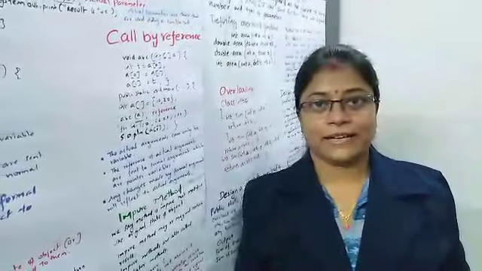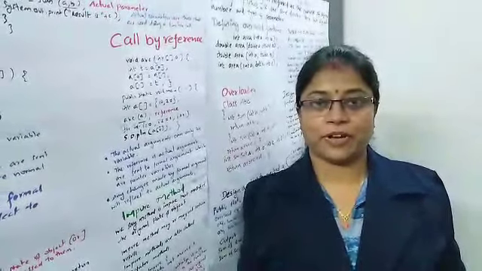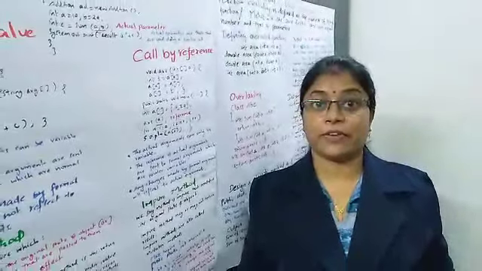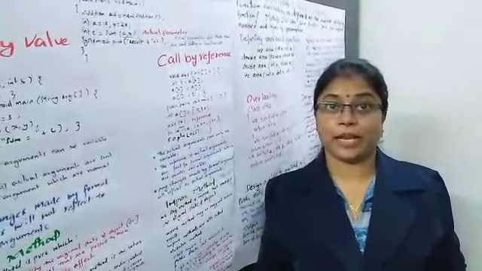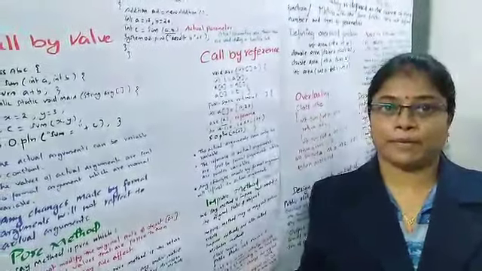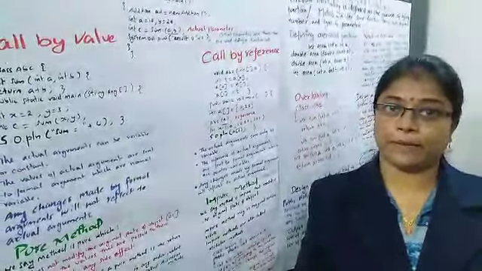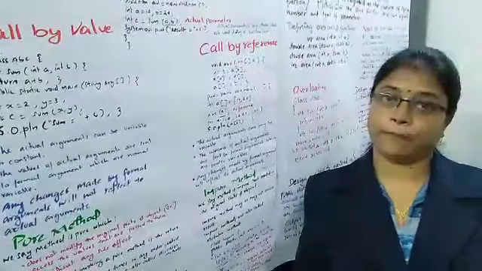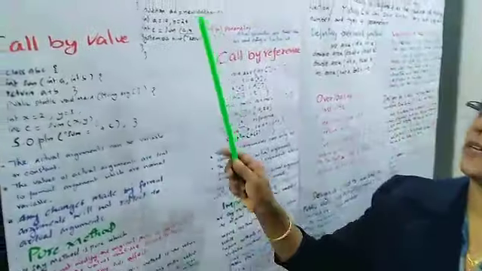Hello my dear children, last class we discussed function, definition of a function, advantages of a function, features of a return statement and invoking a function. So today we will discuss parameter, actual parameter, formal parameter, call by value, call by reference and pure and impure method. Now let me start.